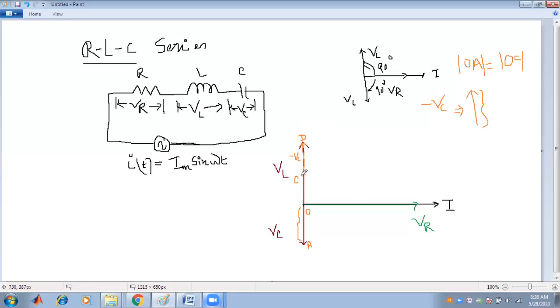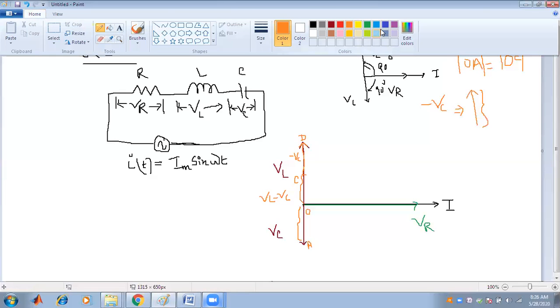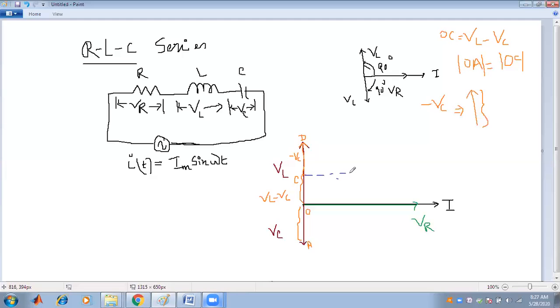So what is this portion? The OC portion is VL minus VC. The OC portion gives the VL minus VC value. So what is the resultant? The resultant will be this one. The resultant is leading by some angle; this is the resultant value V. So what is the value of V? V will be VR plus VL minus VC, as a phasor sum, and it is leading by some angle, say phi.